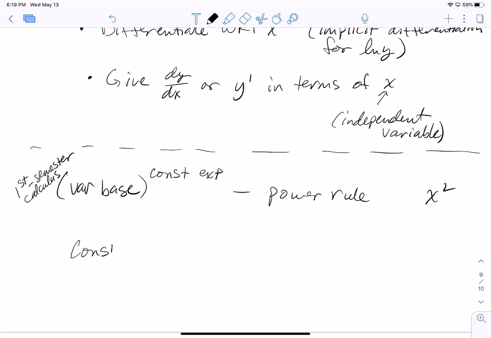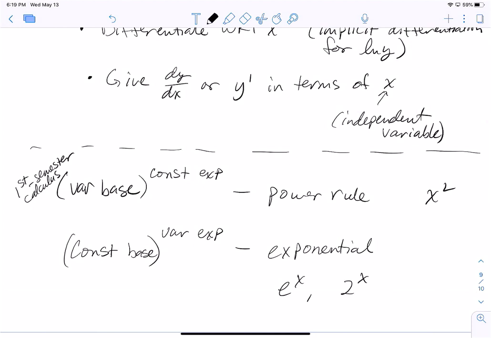If we have a constant base with a variable exponent, then we use our rules for differentiating an exponential. And examples of that would be like e to the x or 2 to the x. And that would be from this course.